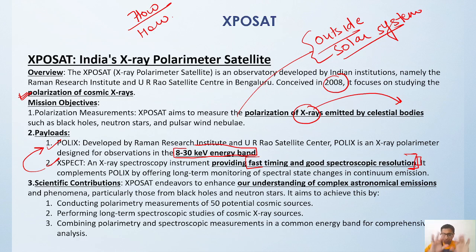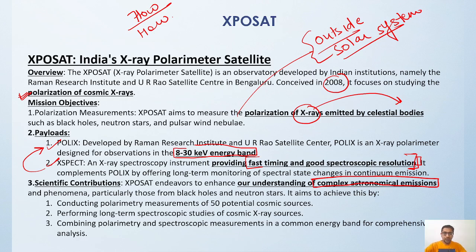This will provide long-term monitoring of the spectral state, and it will be helpful in understanding the formation of various celestial bodies like black holes, neutron stars, and various other things. So this will help us understand the complete astronomical emissions that are coming, because we know a lot of rays are coming, X-rays, gamma rays, alpha, beta rays. So we will have a complete set of astronomical emissions coming from black holes to neutron stars.